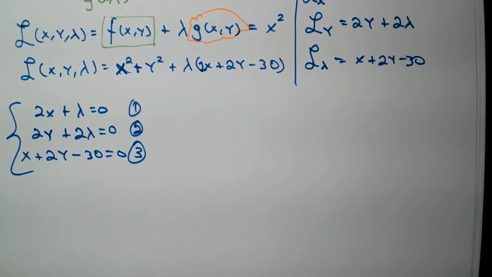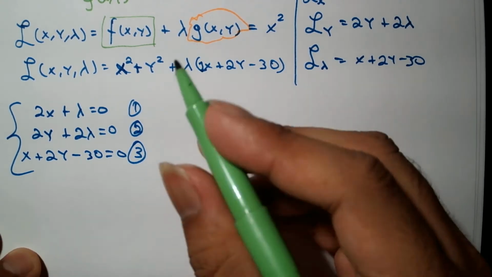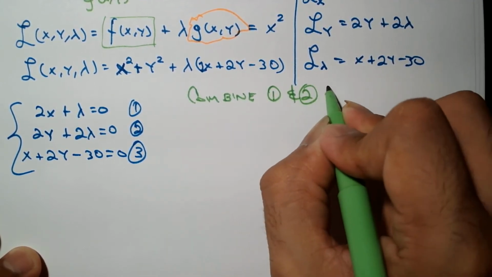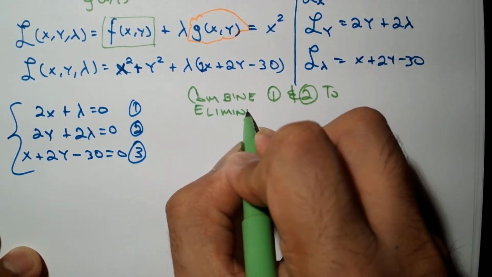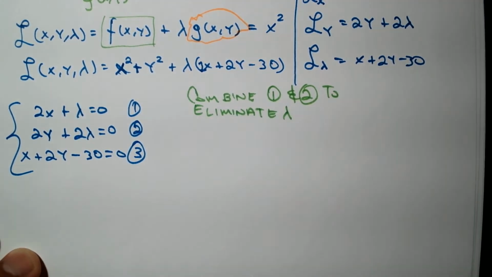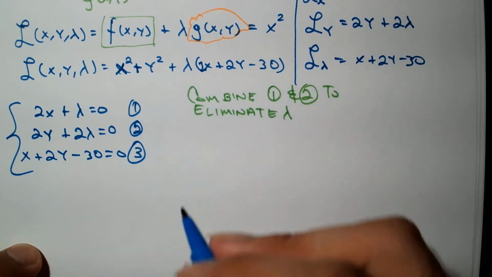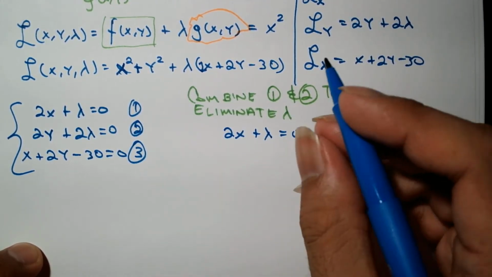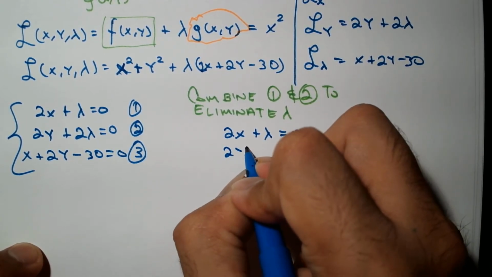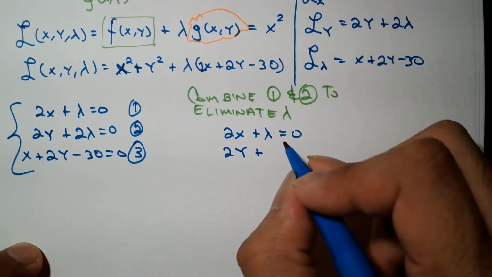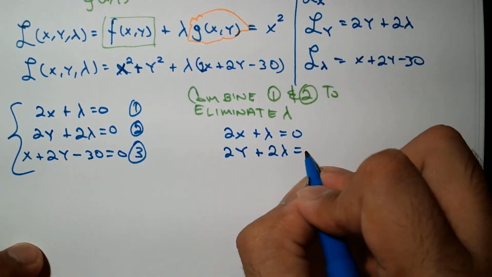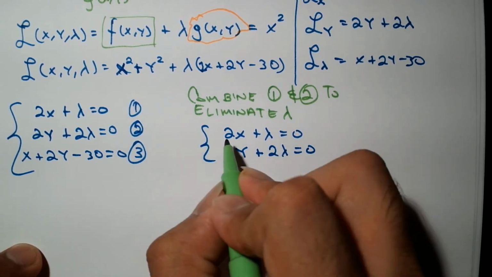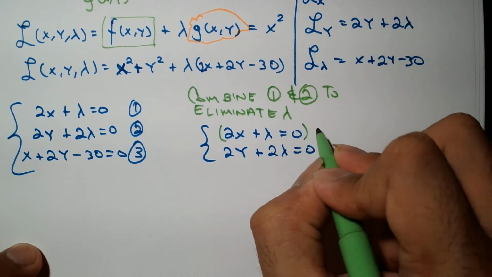So we set those three equations, and we are going to combine 1 and 2 to eliminate lambda. So I'm going to form a system of equations with the first two. So 2x plus lambda equals 0, and 2y plus 2 lambda equals 0. When I form this system of equations, in order to get rid of lambda, I'm going to multiply both sides of the first equation by -2.